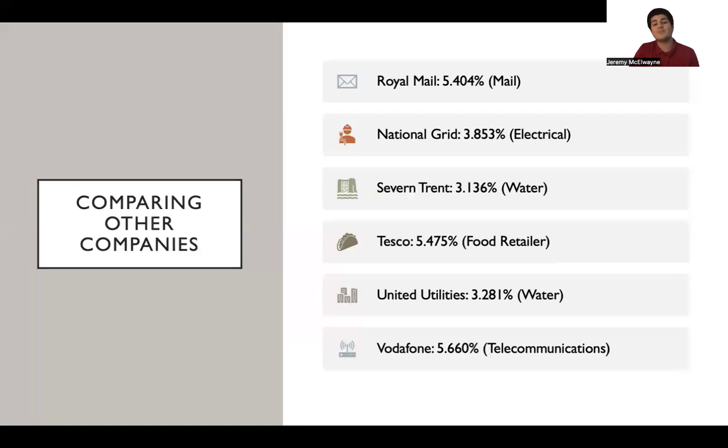However, when we look at more public companies like Tesco, we find the range to be very close. Interestingly, it is also very close to a telecommunications company, Vodafone, at 5.660%. I think that mail and telecommunications are very similar businesses with high capital costs. It's tough to compete with all the infrastructure they already have in place, and they typically have almost near monopoly level status in their own businesses.